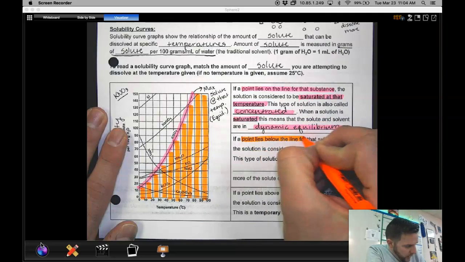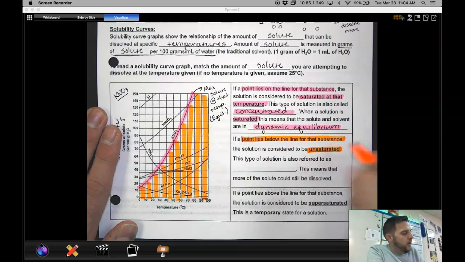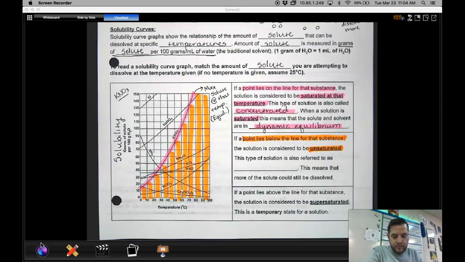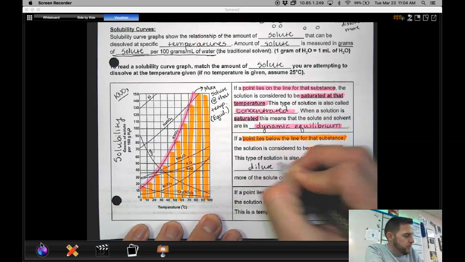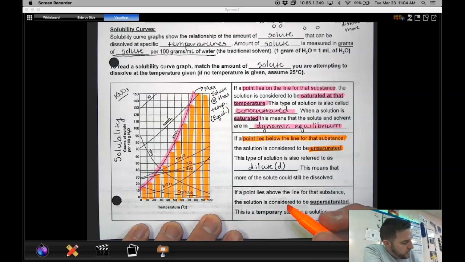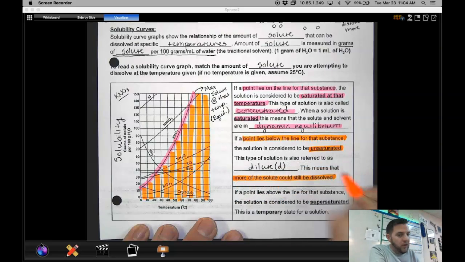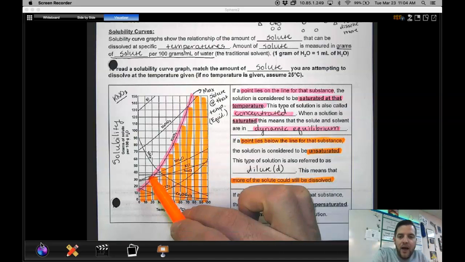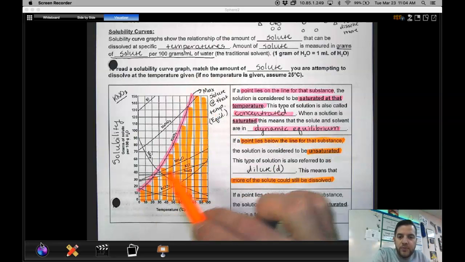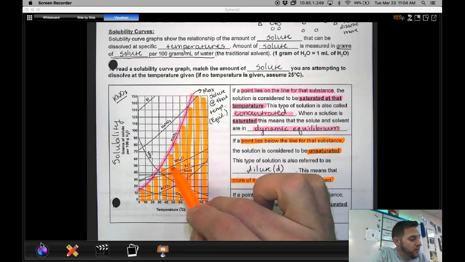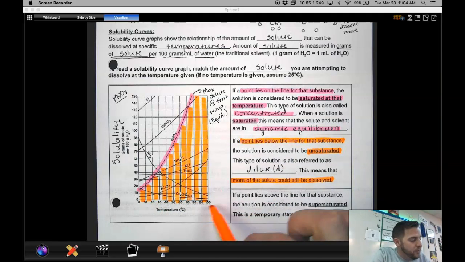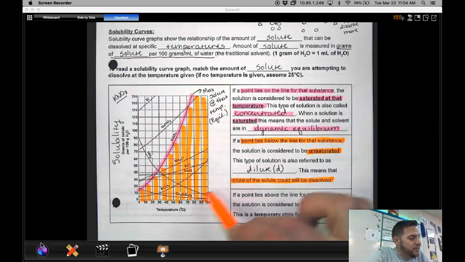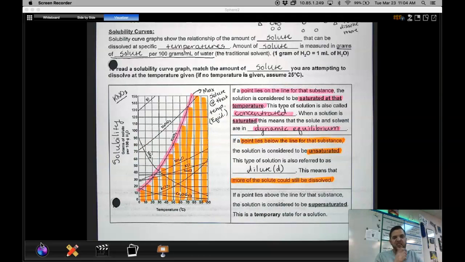Point lies below the line for that substance. It is considered to be unsaturated. We also call this dilute or diluted, which means that more of the solute could still be dissolved. So if I'm at 50 degrees and I've only put in 50 grams of KNO3, I'm below the line of solubility for KNO3, which means I could still dissolve more. That is anything under here at these temperatures with these grams, if it lands in this orange area, it will completely dissolve.